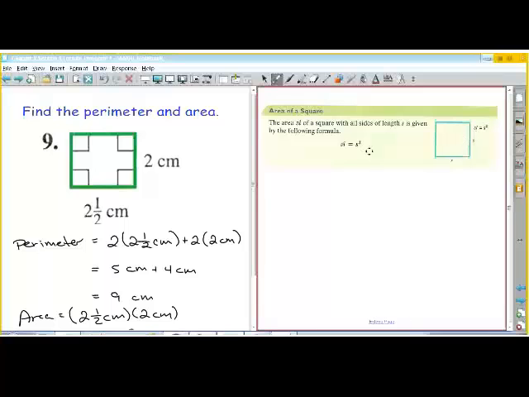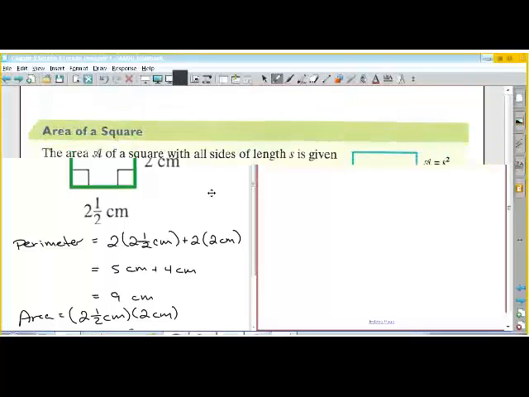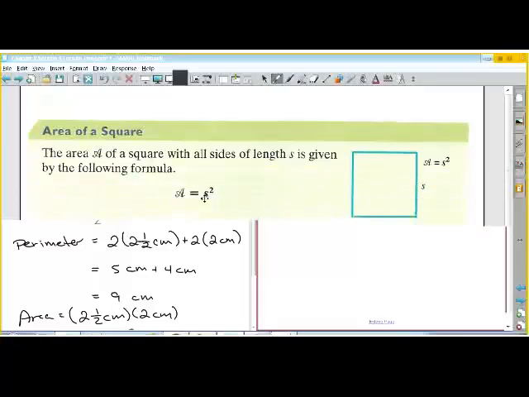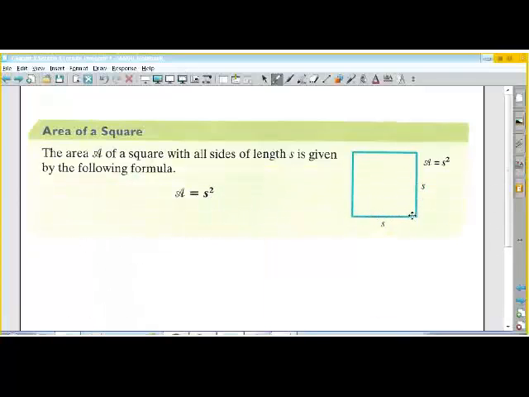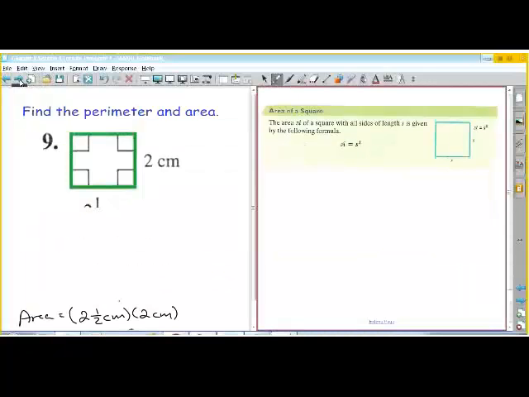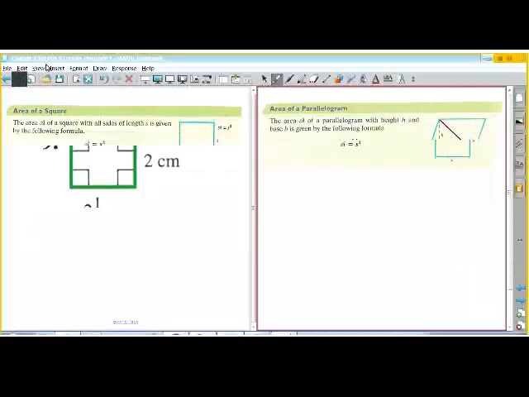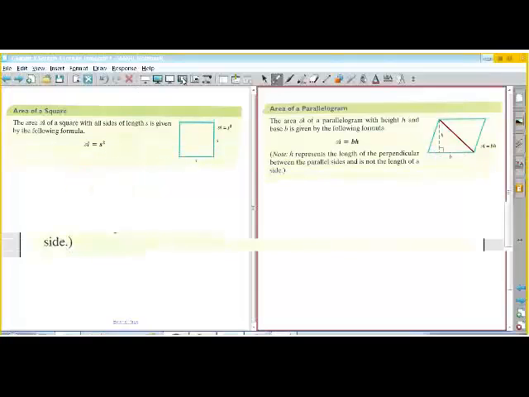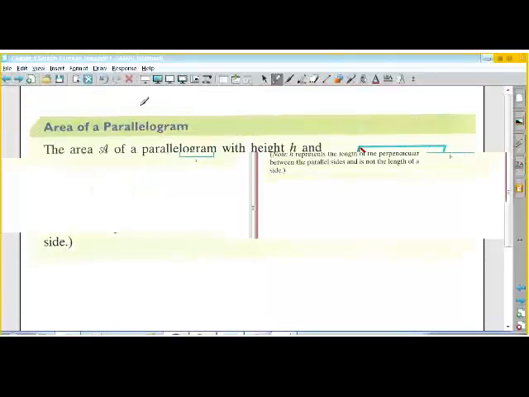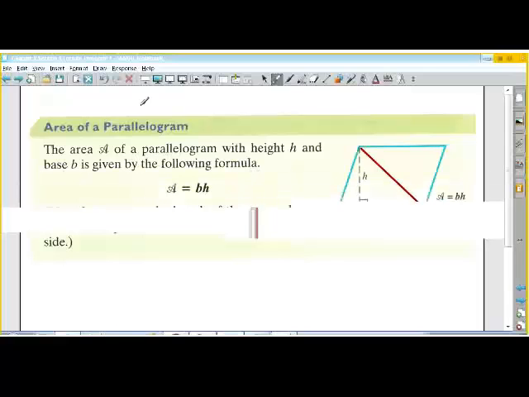Okay, a square is just a rectangle with the two sides equal to each other. For a rectangle, the area was the length times the width, but because L and W are the same, you just multiply the two together and you get S squared. Okay, moving onward. This one's more interesting. Those are the ones you should know by now.